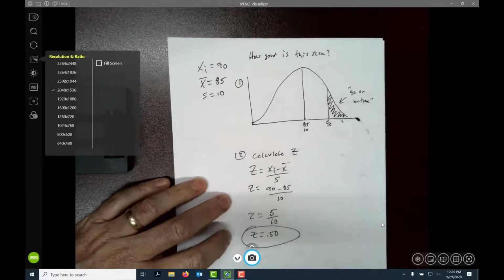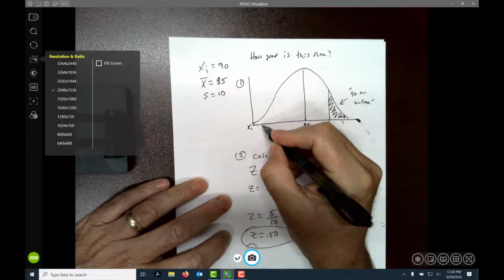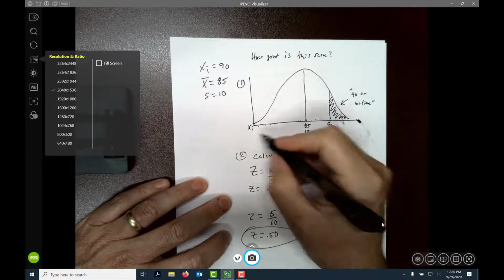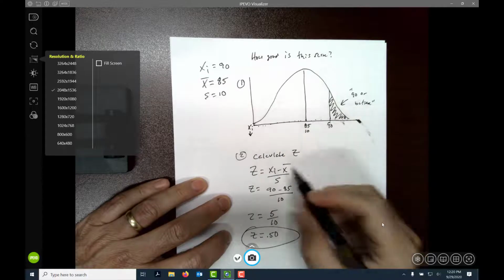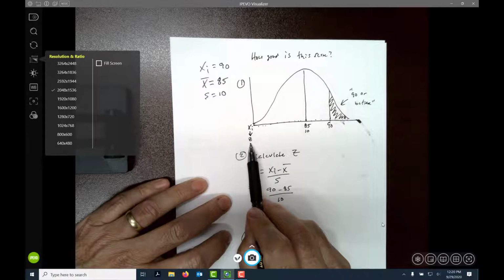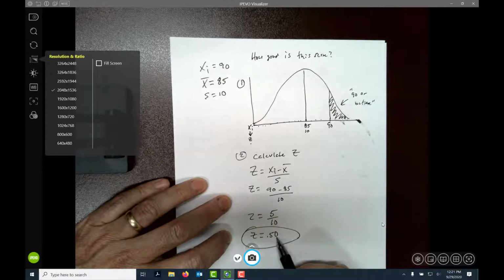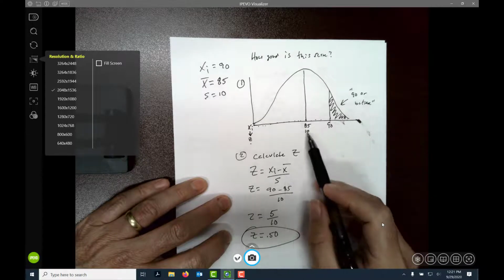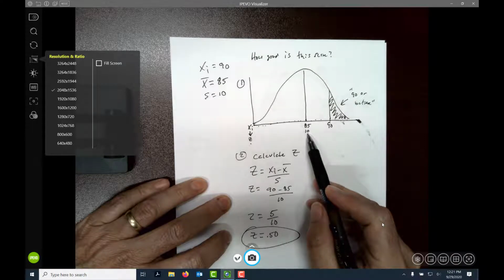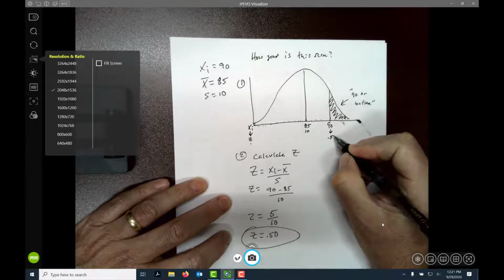Now notice what we have here. All along this distribution are x sub i's. These are all of the scores on the exam from all of the students in the class. And for each one of those x sub i's, if we know the mean and the standard deviation, we can calculate its corresponding standard score, or z-score. So what this z of 0.50 means is that when the mean is 85 and the standard deviation is 10, that score of 90 will have a standard score, or a z-score, of 0.50.